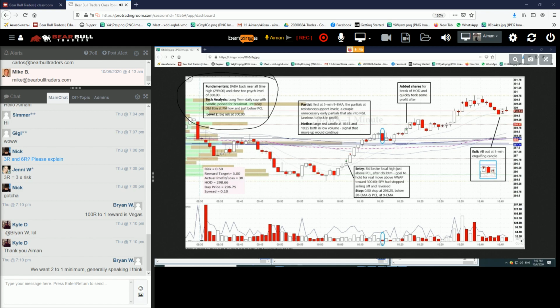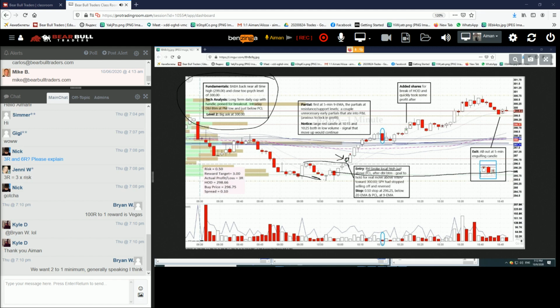I see a lower low right here, it's still weak, but look at this, the first higher high it did, and that was the entry. Bid broke local high just above the previous day close, and yeah, basically that was the entry. Stop loss, that's what I'm interested in. Stop loss was 50 cents, so you had your stop loss at 296.